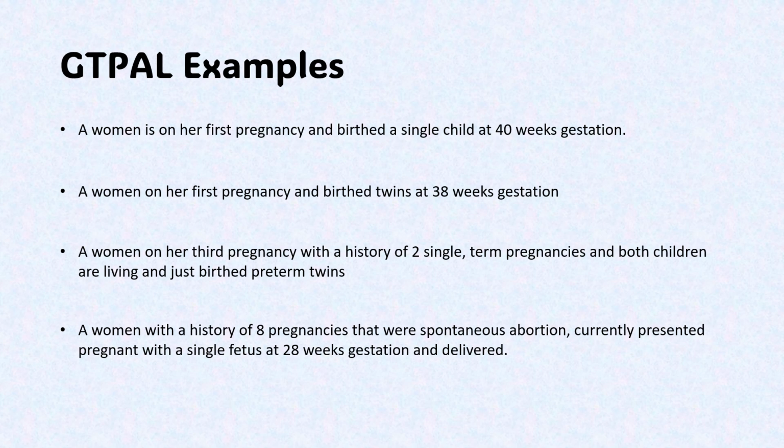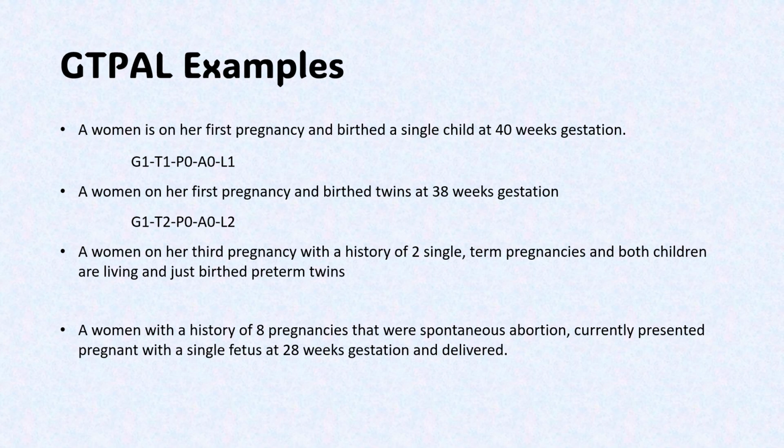Let's practice with a few scenarios. A woman is on her first pregnancy and birthed a single child at 40 weeks gestation. This would be written as G1, T1, P0, A0, L1: 1 pregnancy, 1 term birth, 0 preterm births, and 1 living child. A woman on her first pregnancy birthed twins at 38 weeks gestation. This would be written as G1, T2, P0, A0, L2, for 1 pregnancy, 2 term births, 0 preterm births, and 2 living children.